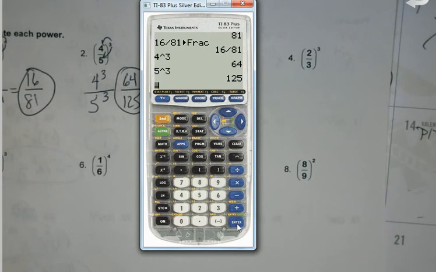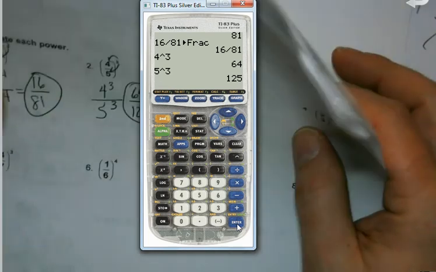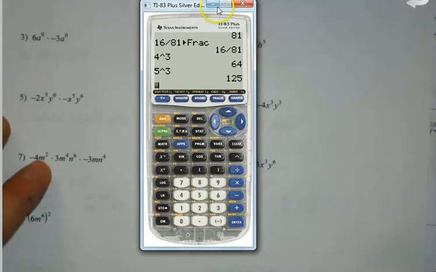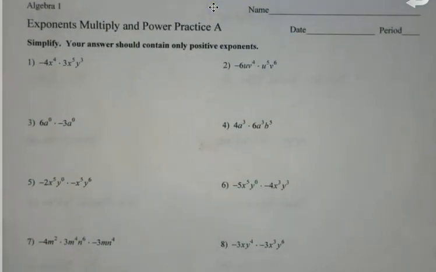So, okay, again, this is an example packet. This is a note packet. Keep it out. Don't just put it away, throw it away, do other stuff. This can come in handy sometime if you happen to forget something. So what your job now is going to be, let me shrink this back, is to work on multiply and power practice A.